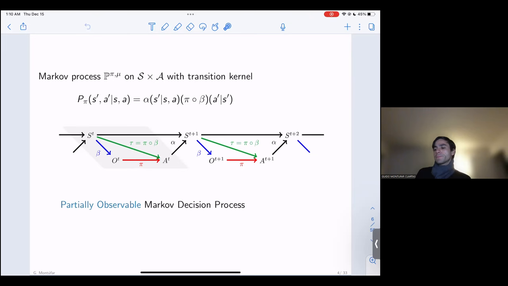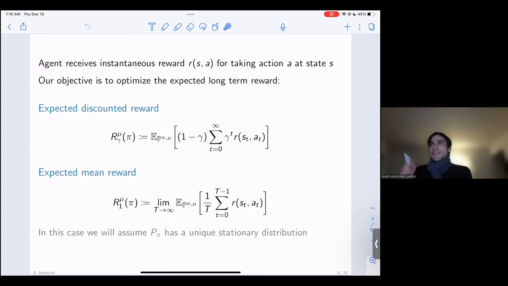All right, so where does the optimization problem come from? As I mentioned, our objective is to find action selection mechanisms that are good, or optimize them. Now, the idea is that this agent is going to receive an instantaneous reward, R, for taking an action A at the state S. So this is a function that maps from the set of states and actions to the reals. And our objective is to optimize the expected long-term reward.